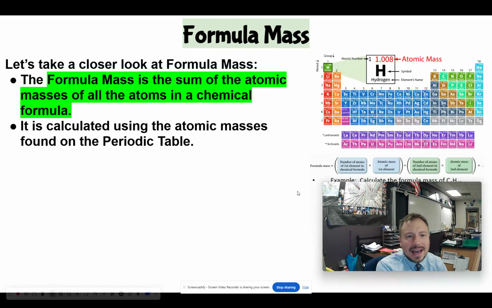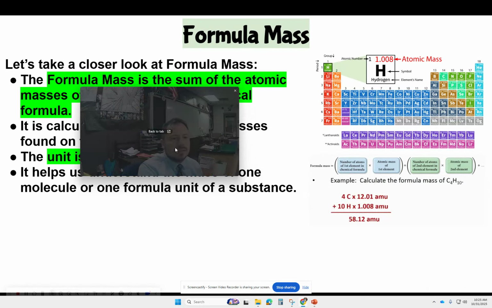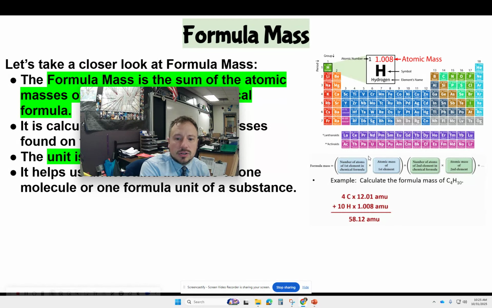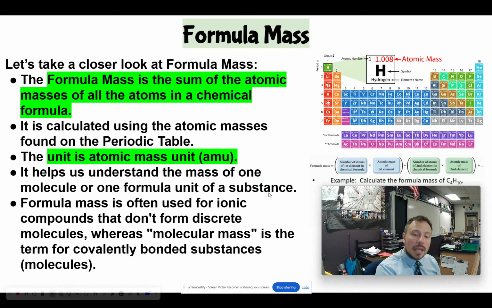Now, the formula mass is the sum of the atomic masses of all the atoms in a chemical formula. The unit is atomic mass unit again. It's just like the atomic mass for a compound. Here's an example, finding the formula mass of C4H10. I just take the atomic mass of 4 carbons and 10 hydrogens, add them together, and I get the formula mass. You might also see this written as molecular mass. Formula mass is mostly used for ionic compounds, and molecular mass is mostly used for covalently bonded substances. It's not really much of a difference in how you get there, but sometimes you might see it written differently.